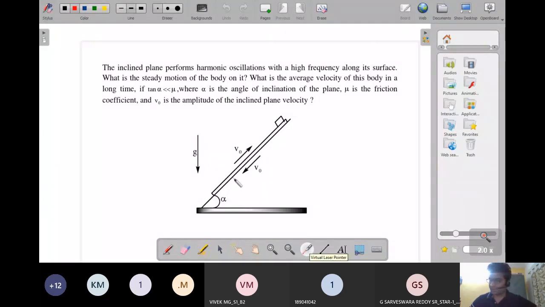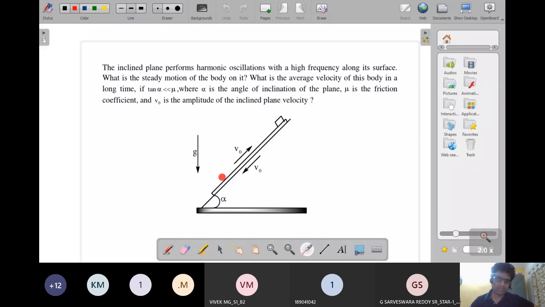So this is an inclined plane, or a plank on the inclined plane. You can consider the entire inclined plane is moving up and down, back and forth like this, but at a high frequency, so a very low time period. The time period of motion is so low that over a period of time, this particular block, as it moves down, acquires a steady motion.